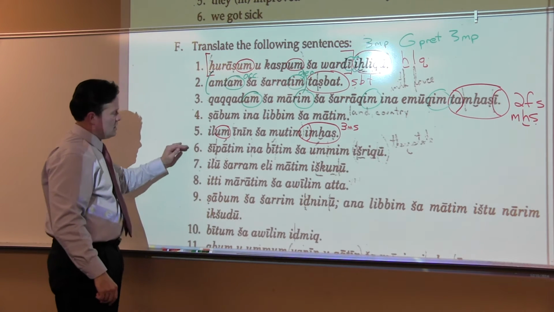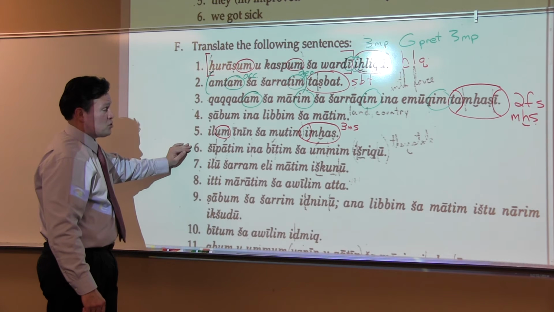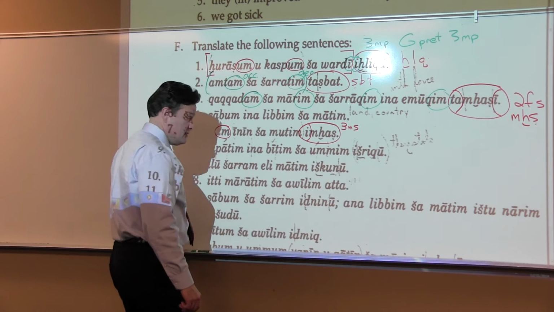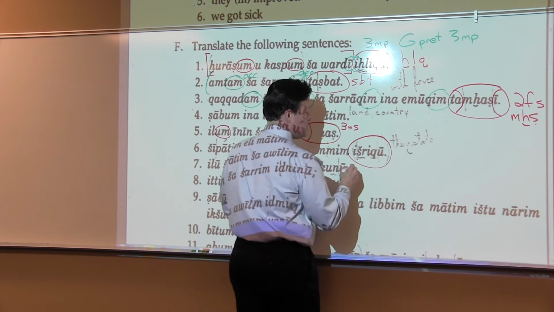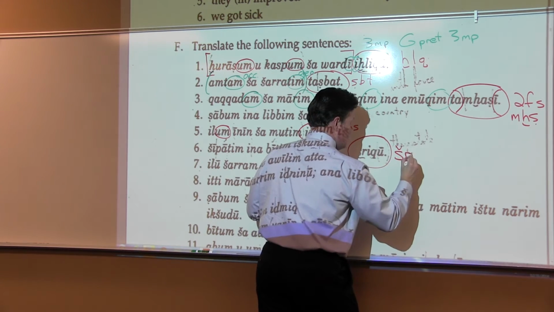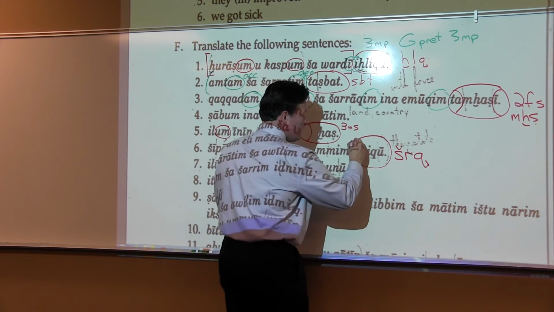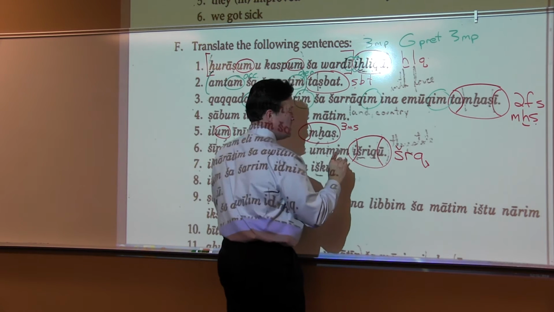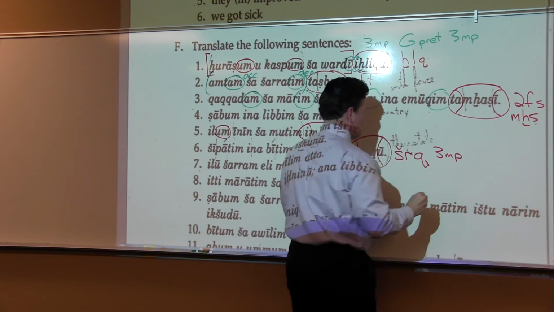Number 6. Shipatim inabitim sha umim ishriku. So the verb is at the end, as we would expect, ishriku. The root is sharak, shin, resh, kaf, which is to steal. The prefix e and the suffix u makes that a third masculine plural.